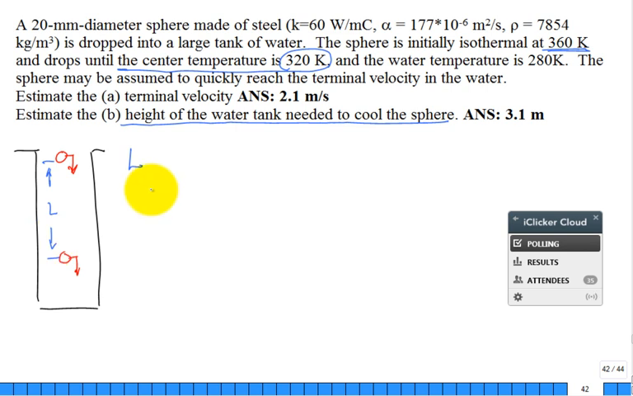How would I find it? Well, what is my relationship between velocity, distance traveled, over time? Isn't that my relationship?